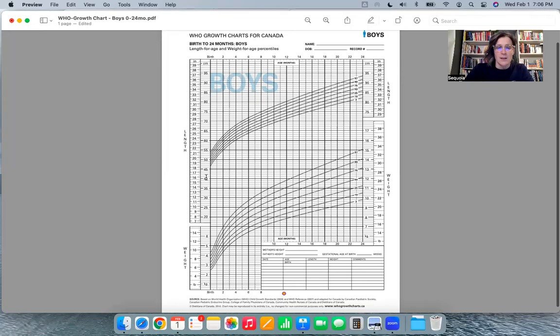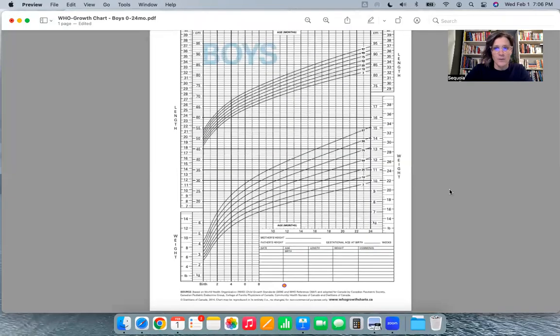Length is, in my opinion, at birth, a more important measure for us as manual therapists relative to that in utero compression potential. But weight is the primary measure that we are going to be following for health purposes. Certainly you can follow them both, but weight is the one that we are going to be focusing on.